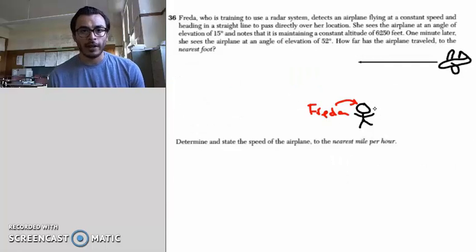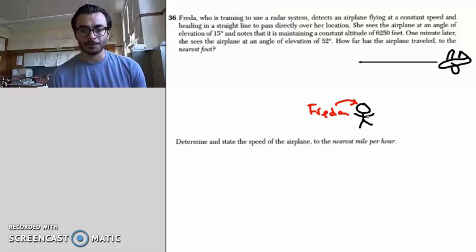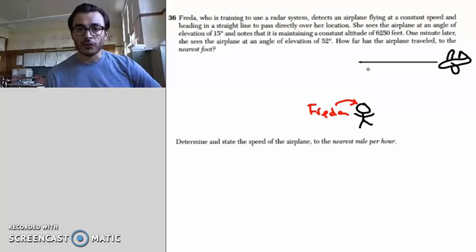Okay, so for this last problem, we got Freda, who detects an airplane that's flying at a constant speed, and it's flying over her head in a straight line in this direction, or the other direction, depending on how you drew it. But there are two important pieces here. The first is that she sees the airplane at an angle of elevation of 15 degrees. So that means the angle between her line of sight and the airplane is 15 degrees.